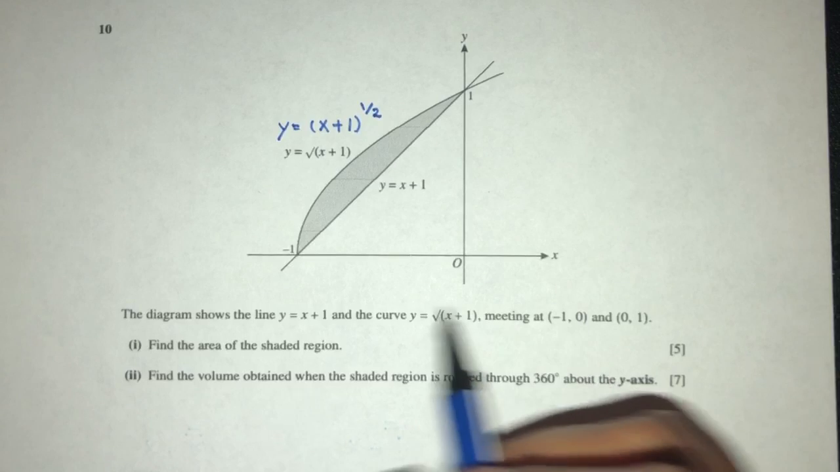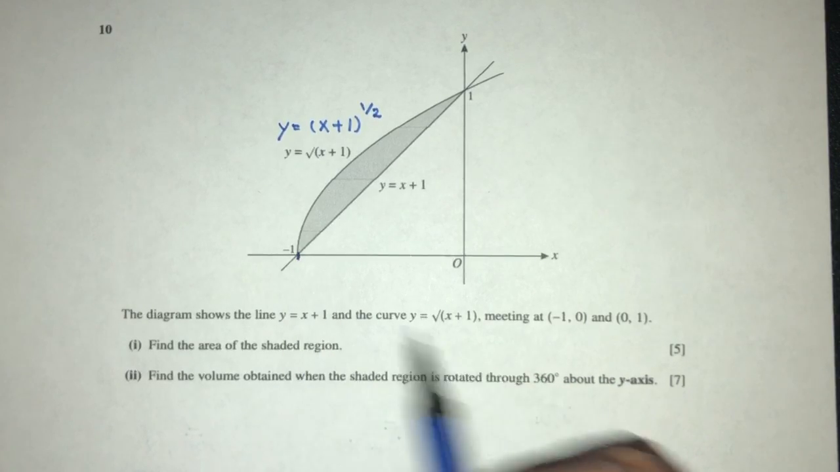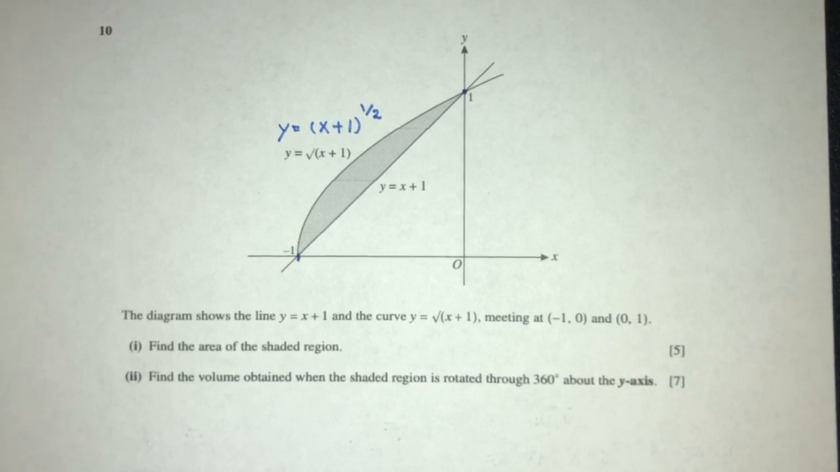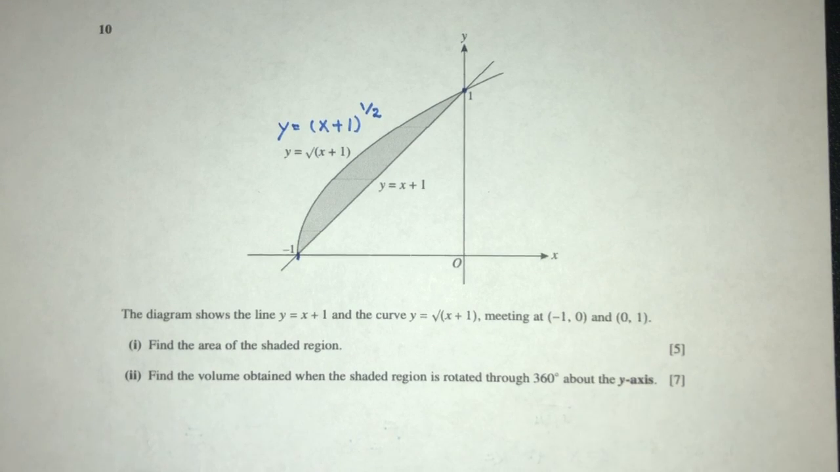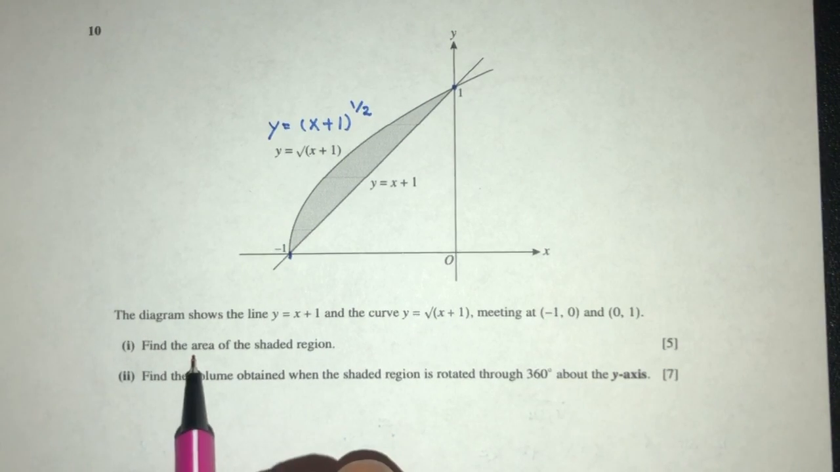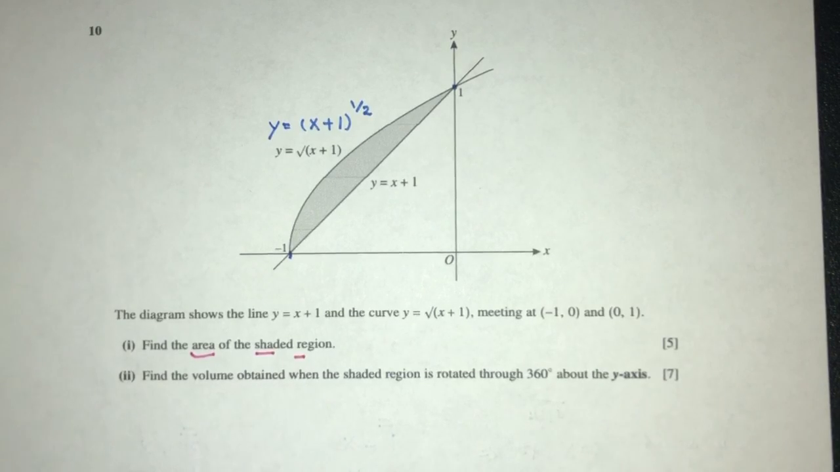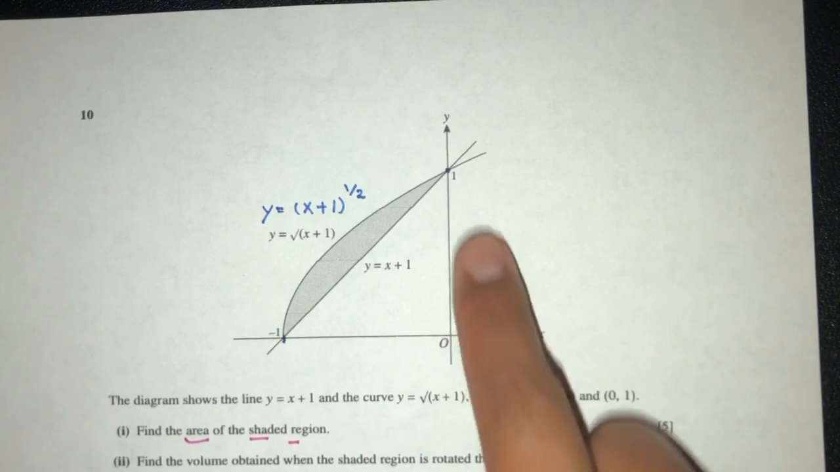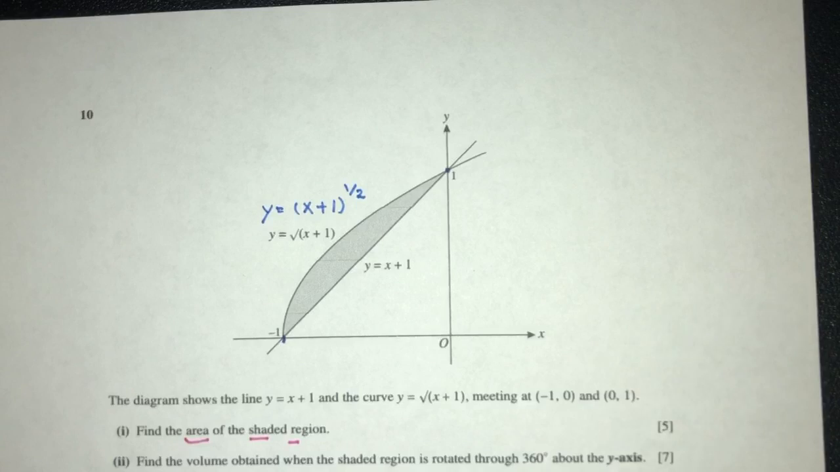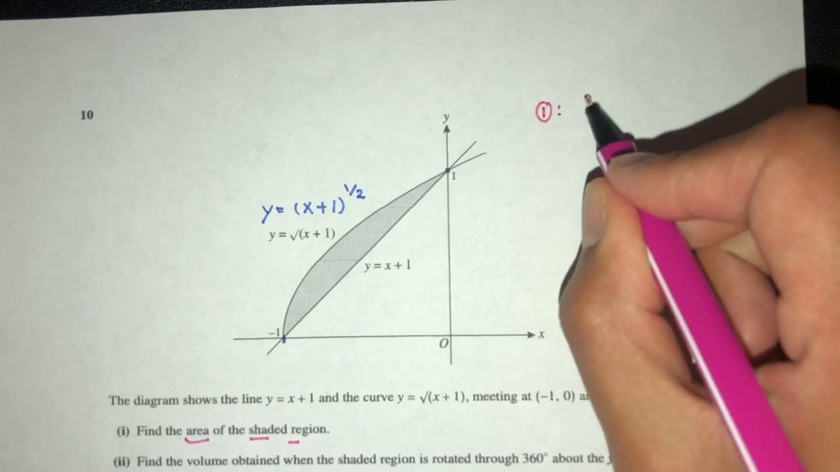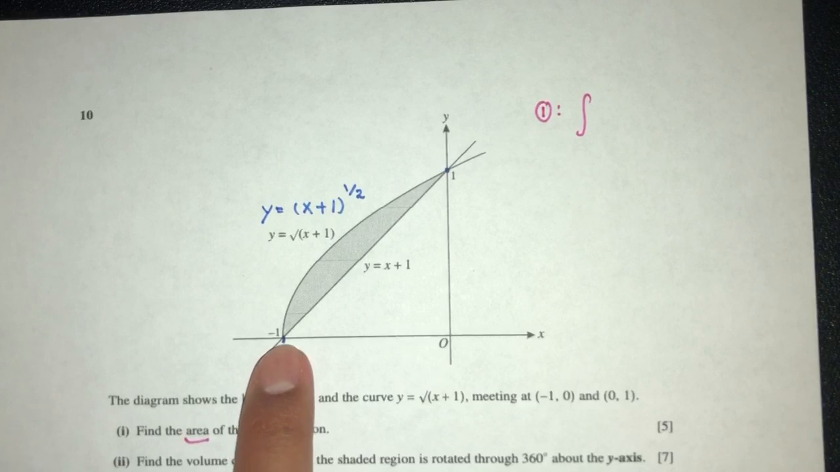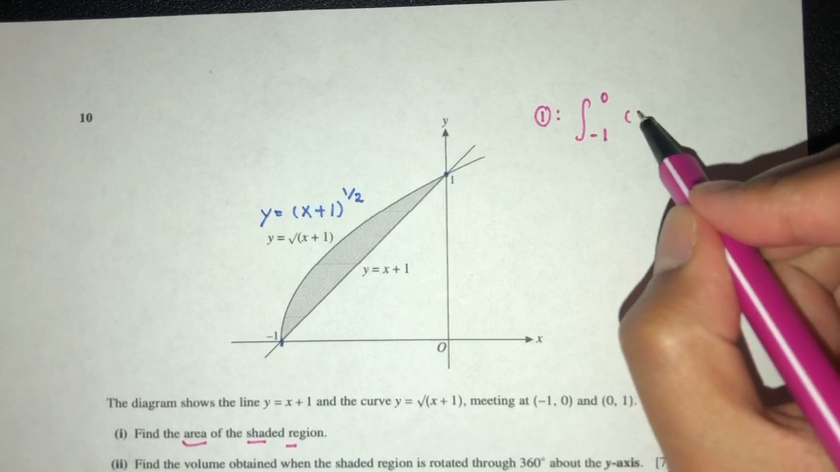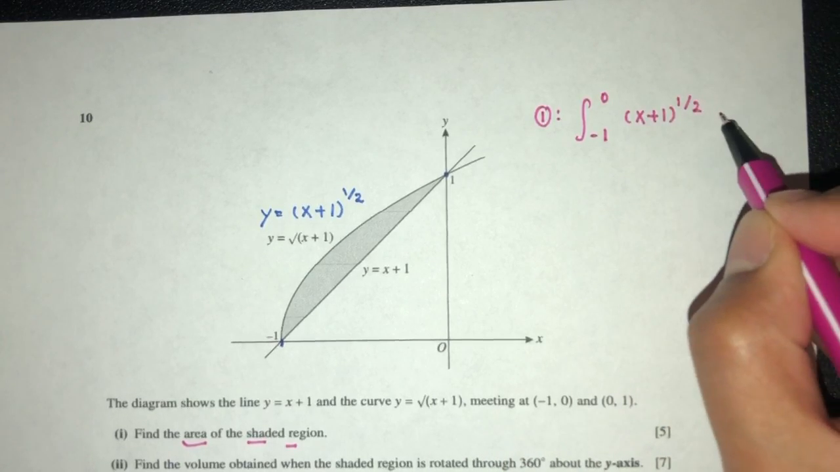Now they meet at the point of minus 1, 0, which is this one, and then 0, 1, which is this one. So they have 2 points of intersection. That is good to know. Now what else? We have to find the area of the shaded region. So how would you find the area of the region? By observation, it will be the area below the curve minus the area below the triangle. So let's first number 1. Under curve will be integration, limits of 0 and minus 1. And the curve is y equal to x plus 1 power half with respect to dx.